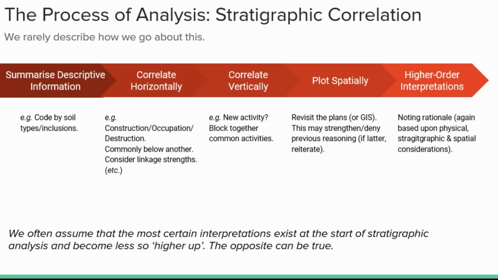So we were thinking through the analytical process, if you like, of stratigraphic analysis, which is very much linked to this idea of correlating things. You summarize on site your descriptive information, and then you spend some time with the record, traditionally getting all those context sheets out, getting all those plans out and correlating them horizontally, and then thinking about how you block things together and how they correlate vertically, and then there's an iterative process of going back to the spatial record, the plans, the GIS, quite often these days.